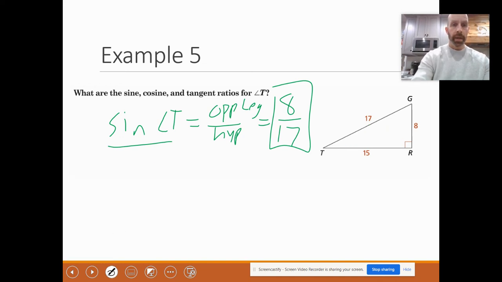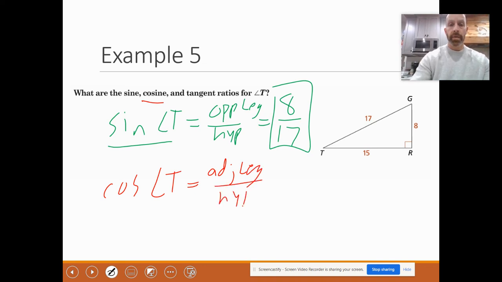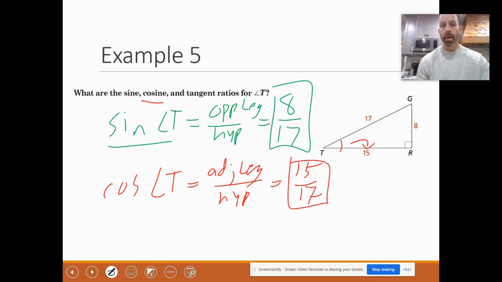All right, let's look at the next one. Let's do cosine. The cosine of angle T is going to be the adjacent leg over the hypotenuse. So again, if this is our angle T, this is the adjacent leg, and our hypotenuse is 17. There's our cosine of angle T.